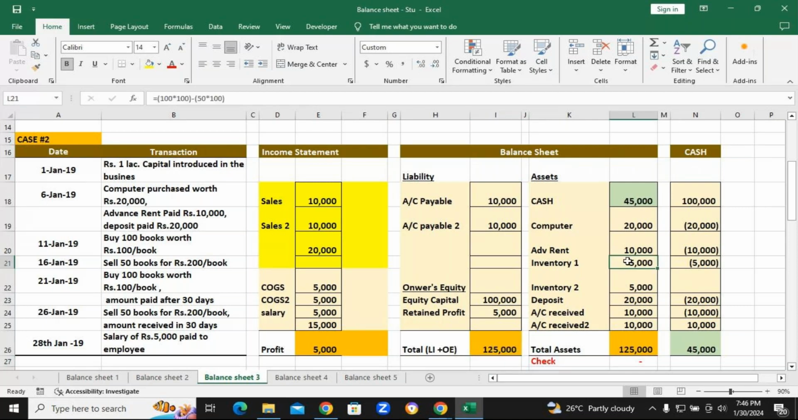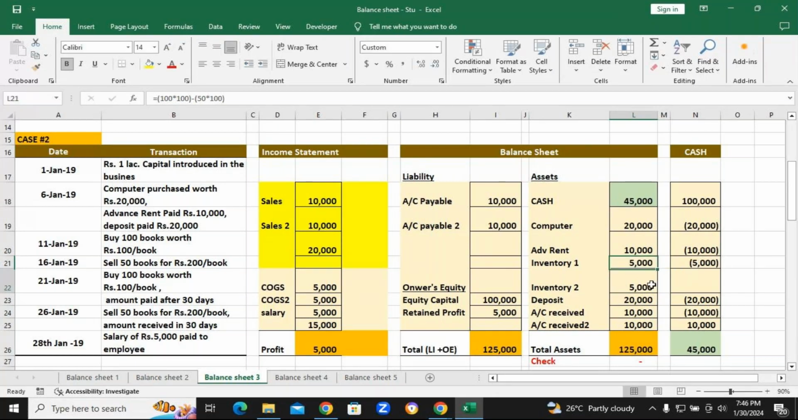So first, inventory, what we have bought: 100 books I have bought at the rate of 100 rupees, out of which 50 books I have sold. So in order to buy that book, I have spent 100 rupees. Okay, so 10,000 minus 5,000. So this is the inventory, what is left with me.